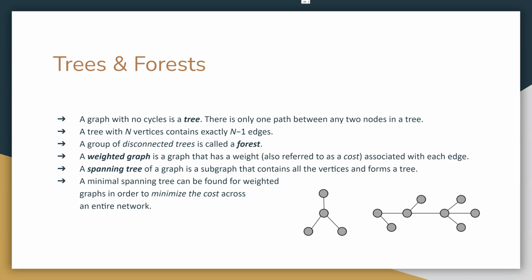A tree with n vertices contains exactly n minus 1 edges. So for example, this one has 4 nodes, right? You got 3 edges, 3 connections in there. You add one more, it's not a tree anymore, right? Anywhere you add one more edge, you create a cycle, a circle, and then it's no longer a tree.